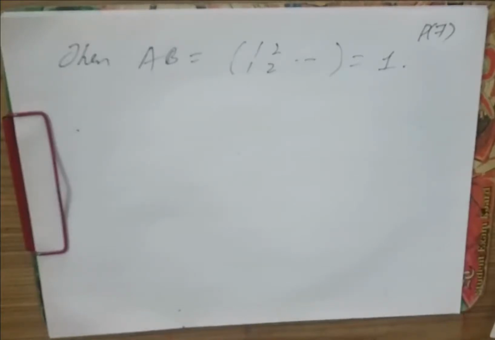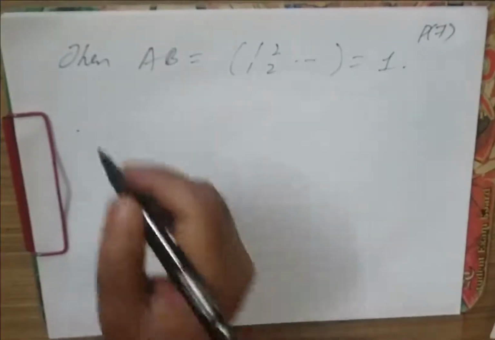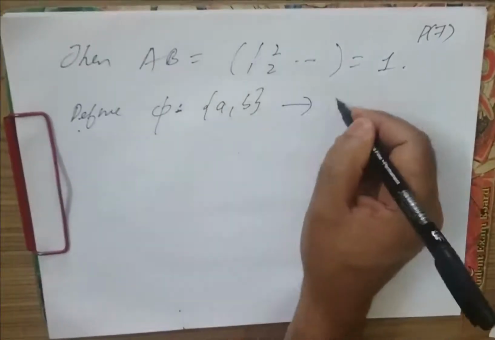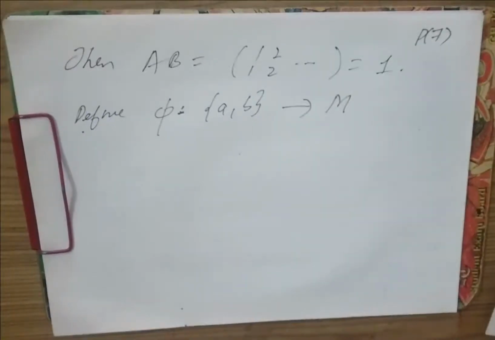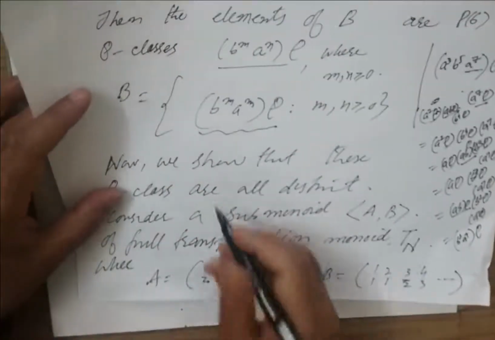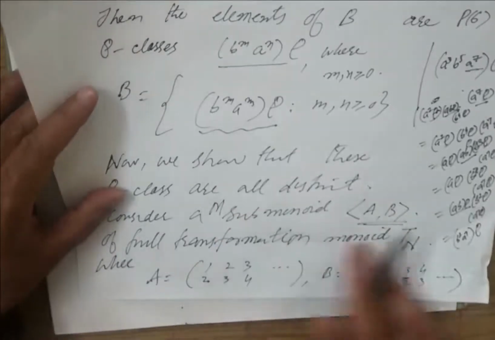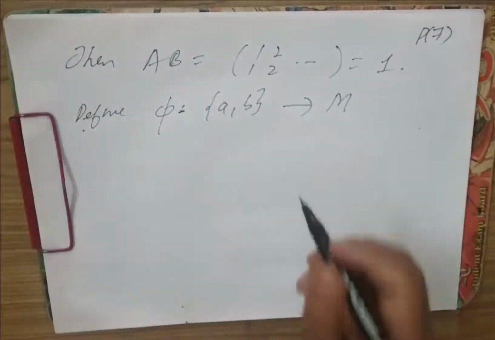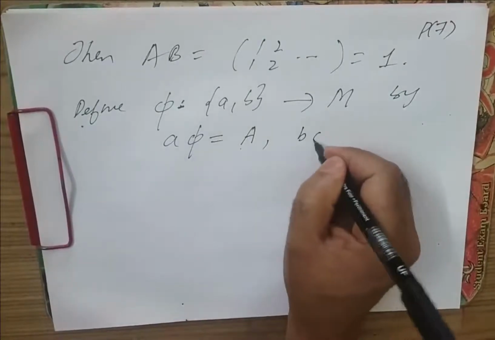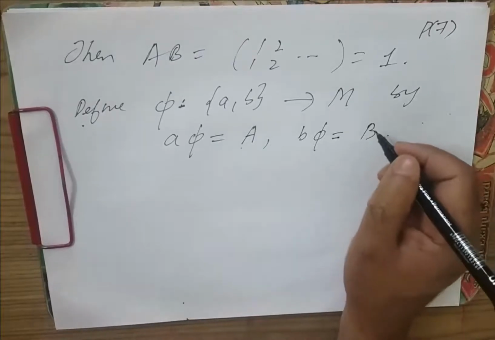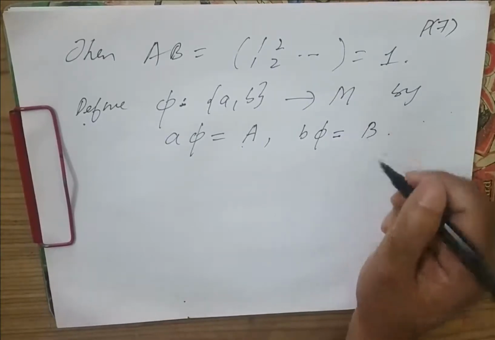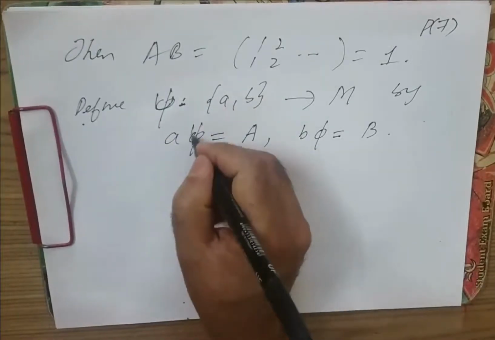So define a map phi from AB to this M. Why is this M a monoid? It's this monoid which I already considered, the monoid M, generated by A and B. M is the monoid generated by this capital A and capital B. Let's define a map from this to M by A phi is equal to A and B phi is equal to B. Let's define this, this is psi, suppose, not phi. Let's take this as psi.